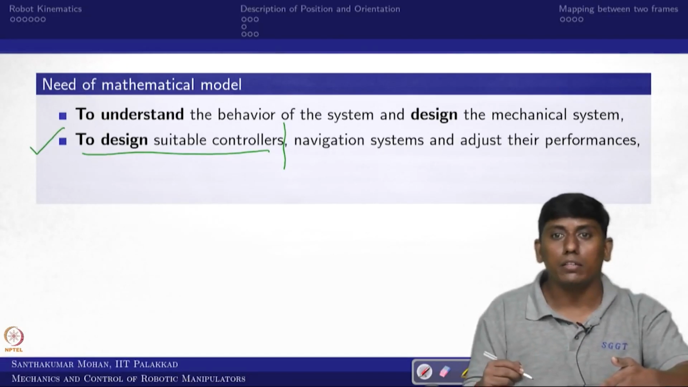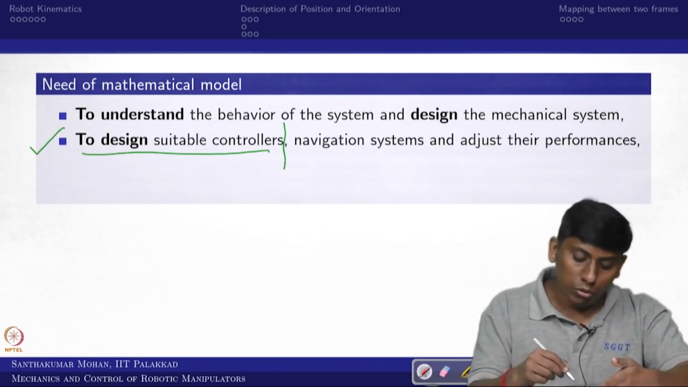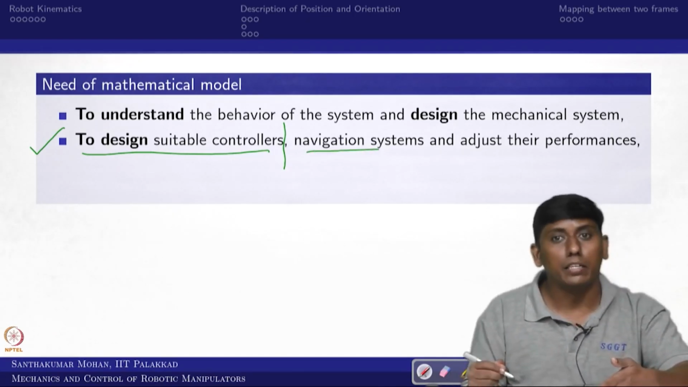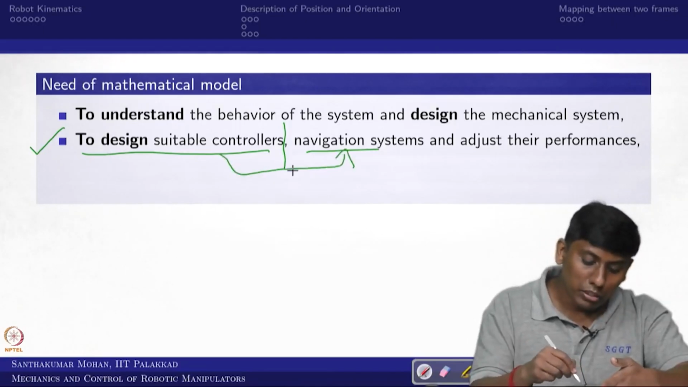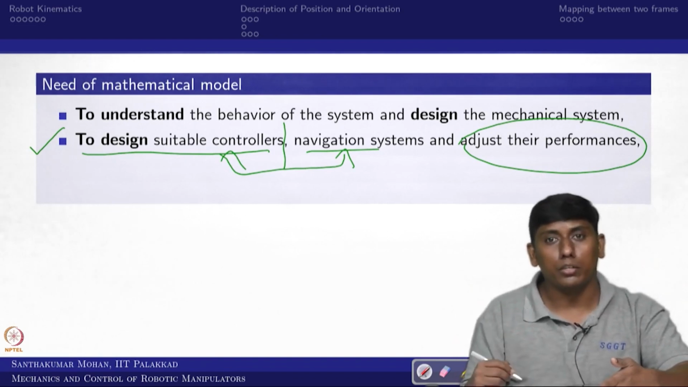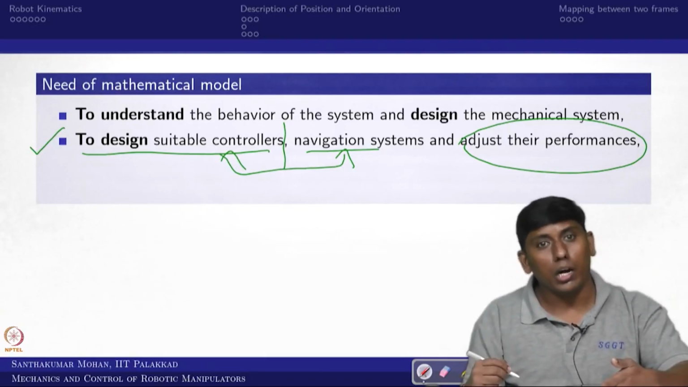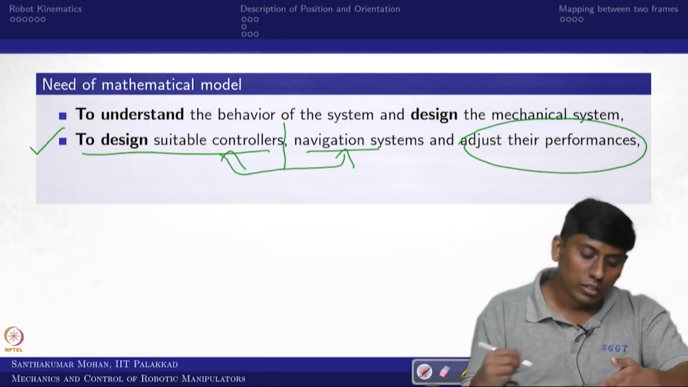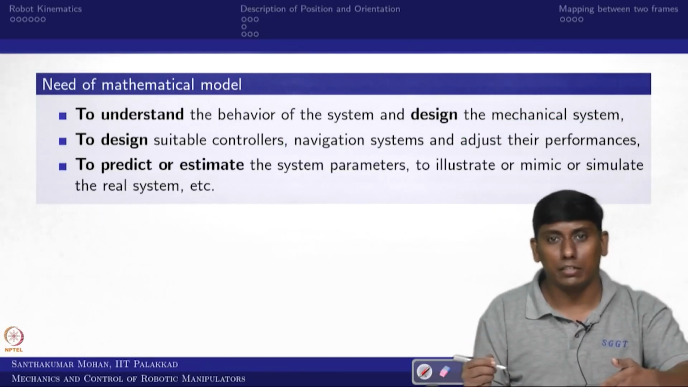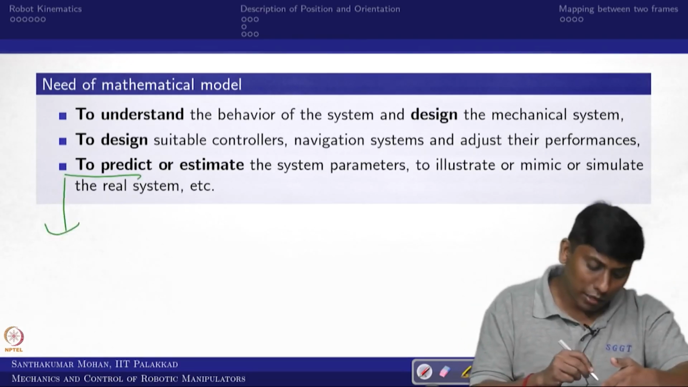Further, the robotic system requires some kind of sensing system, navigation systems and so on. If you extend this to a mobile manipulator or mobile robot, you can obviously design the navigational system, or adjust the performance of these two systems with the help of the mathematical model. For example, your controller tuning or your navigational parameter estimation can all be tuned according to the availability of the mathematical model. Then the next step is estimating the system parameters. Mainly you can say to predict the system parameters. The prediction is, in a way, a kind of estimator.